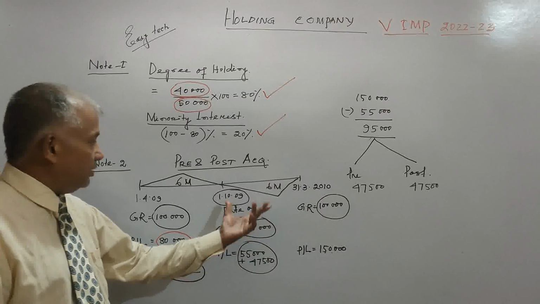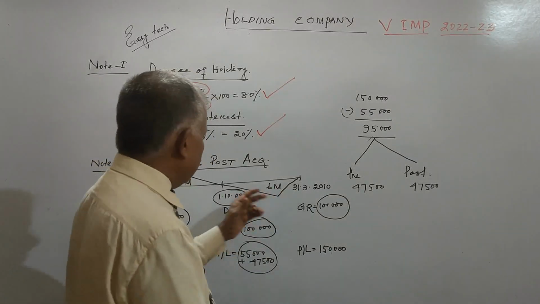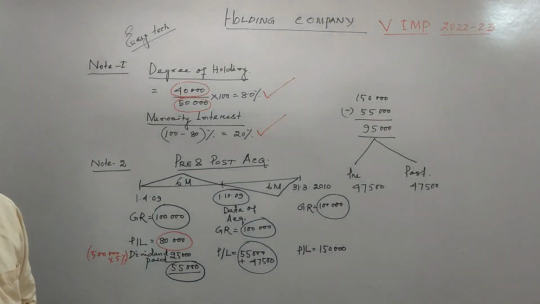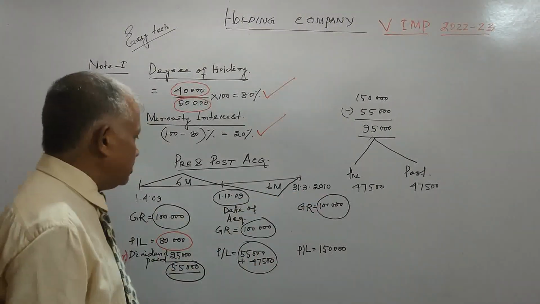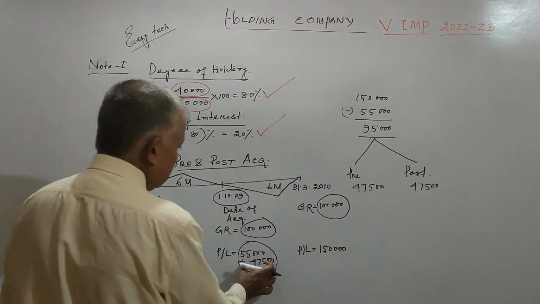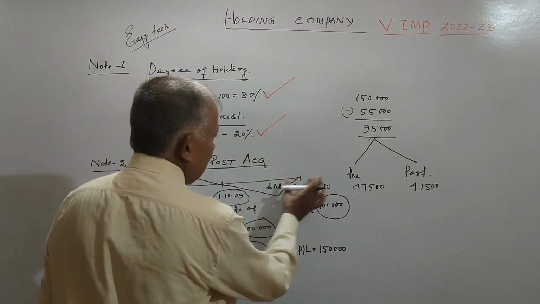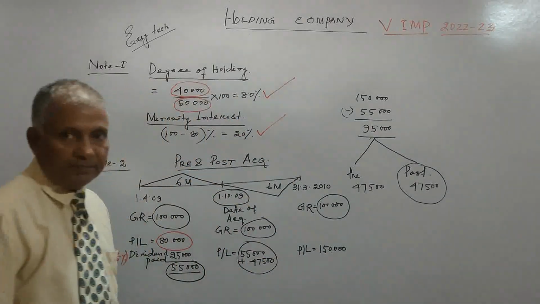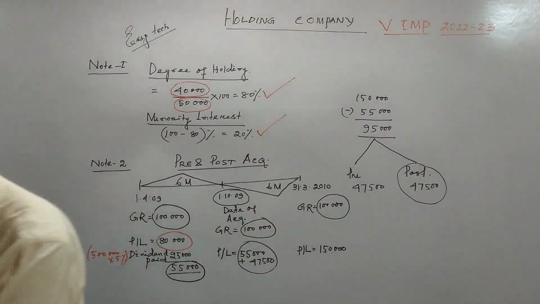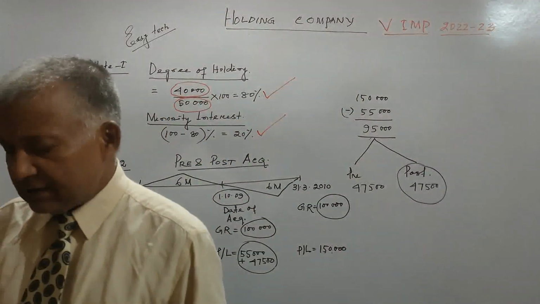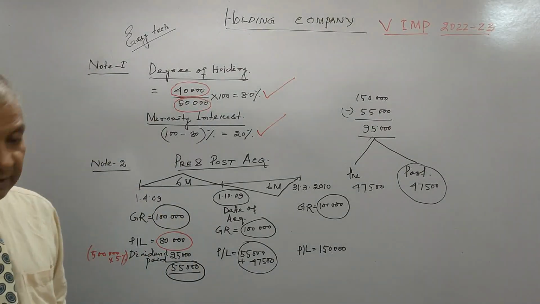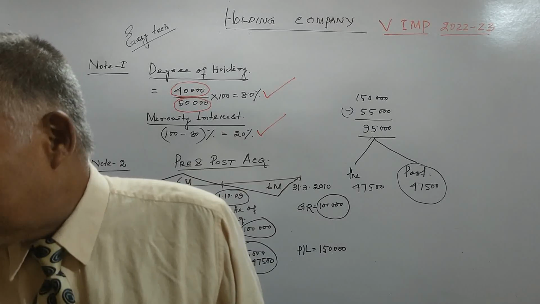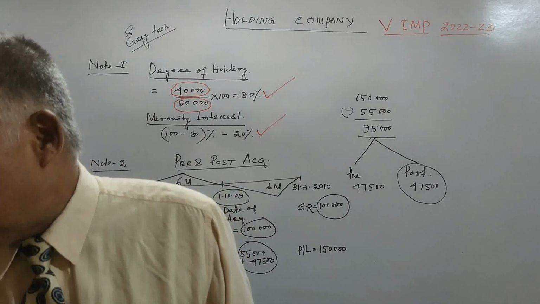If we add 55,000 plus 47,500, then as on the date of acquisition, profit will be 1,02,500. And during the post acquisition period, that is from 1/10/2009 to 31/3/2010, the profit will be 47,500, the post acquisition period profit. Right? With this fundamental, let us start with step 1 of doing the problem, that is your analysis of profit.